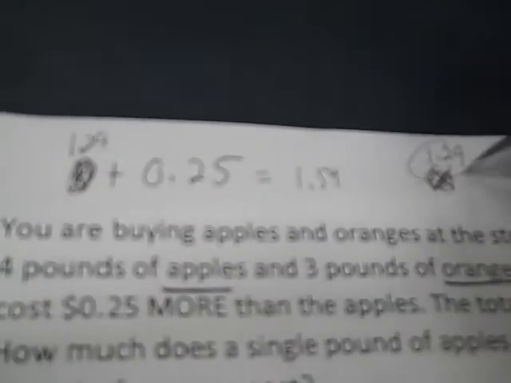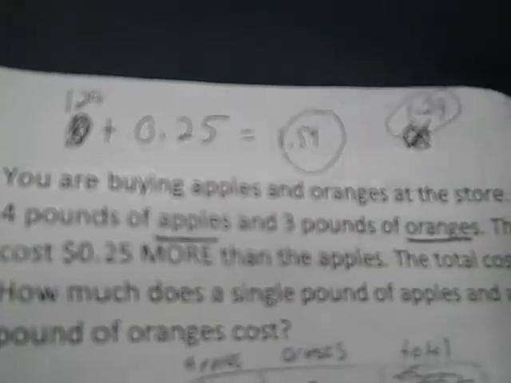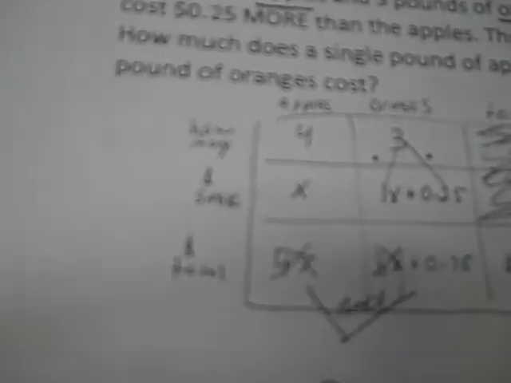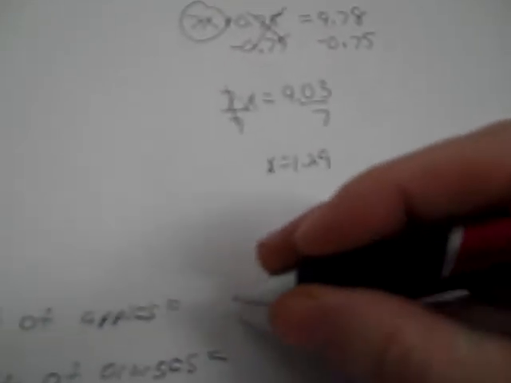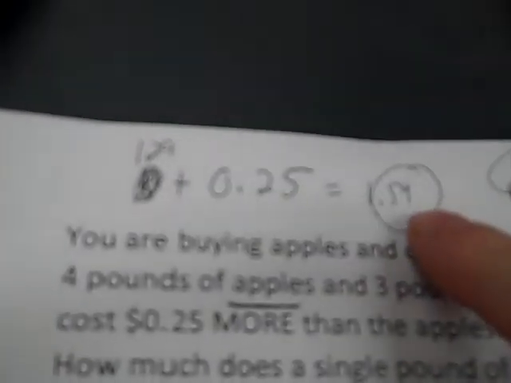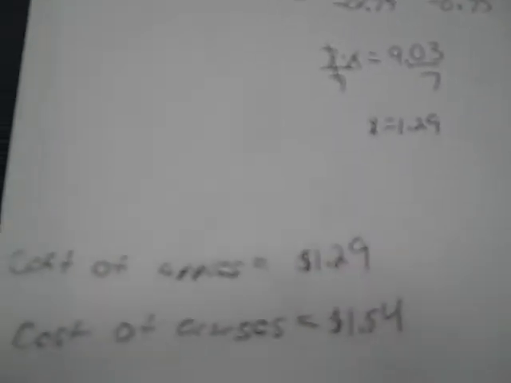So these are my two answers, okay? Now you're like, well, which one's what? Go find the box where you have the singular x all by itself, right there. And that's your apples. So this $1.29 is the apples price. And then this $1.54 is your oranges price. Okay? So again, the two answers is the most important.